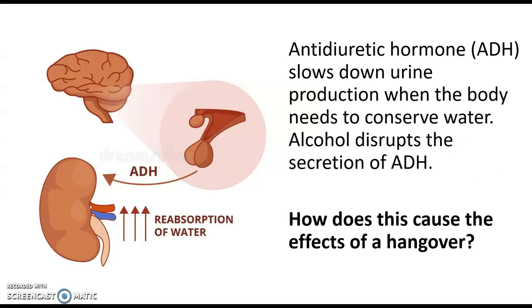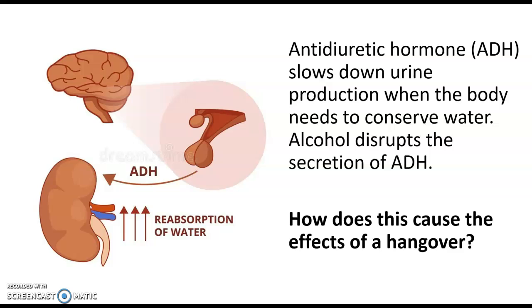Our second example here is antidiuretic hormone, which slows down urine production when the body needs to conserve water. So if you're dehydrated and your body says, whoa, we definitely don't want to lose any more water from our bloodstream because the blood's getting too thick or the pH balance is off, we want to stop producing as much urine because we're losing too much water that way. That's the job of antidiuretic hormone, to stop the production.